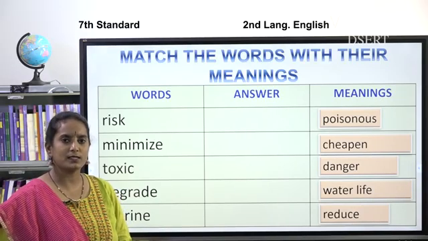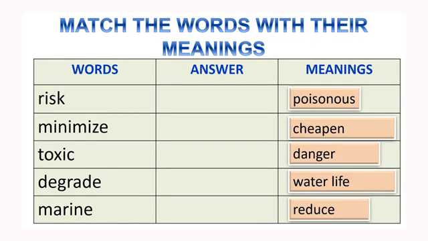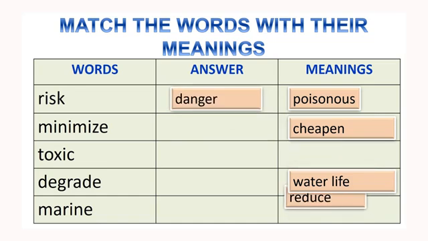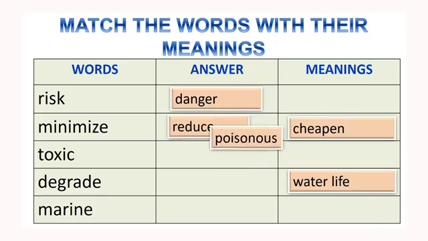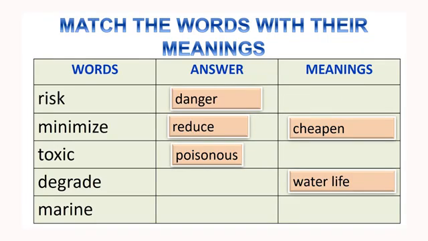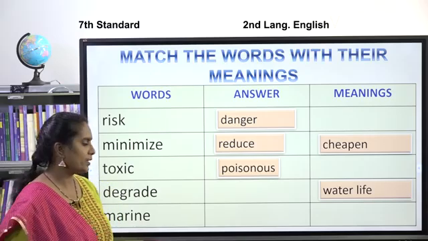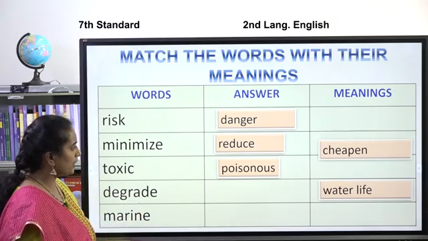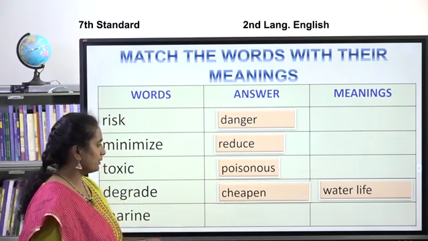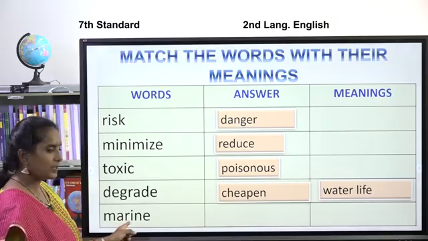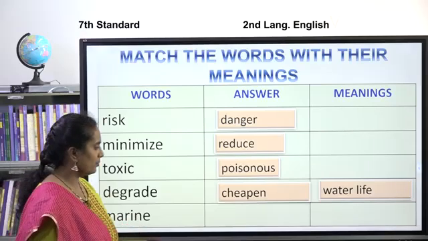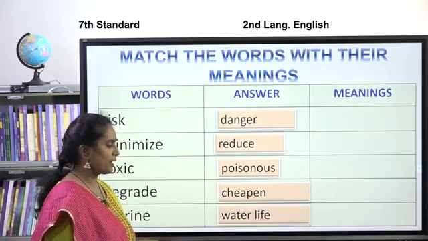Now let's check the answers. The first word is risk, meaning danger. The second word is minimize, meaning reduce. Third word is toxic, meaning poisonous. The fourth word is degrade, meaning cheapen. The last one is marine, meaning water life.